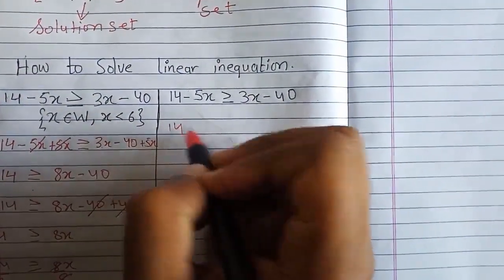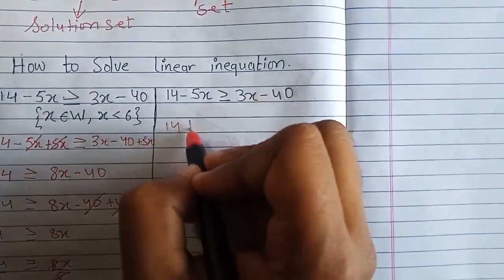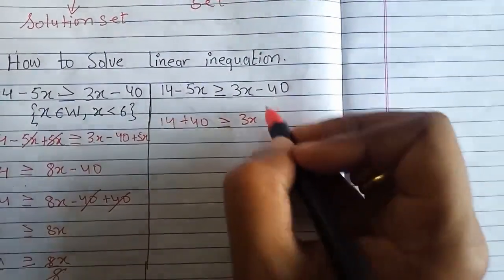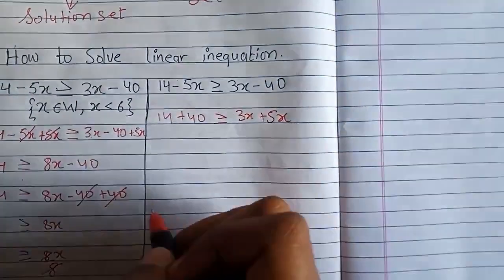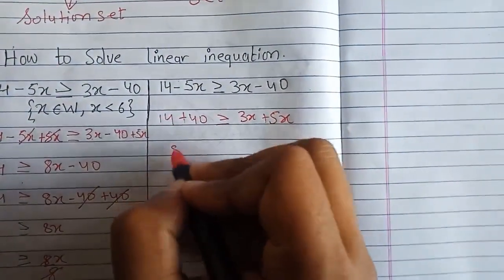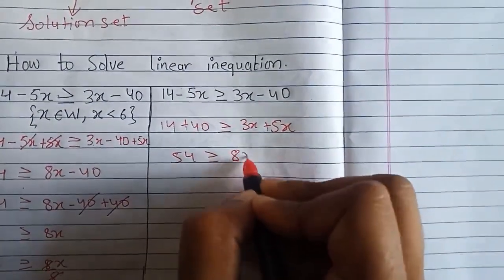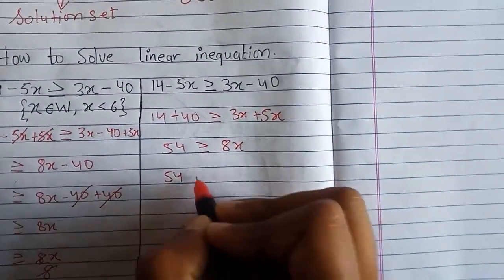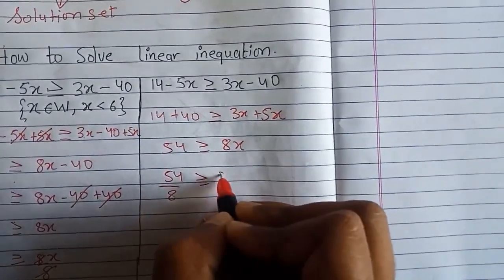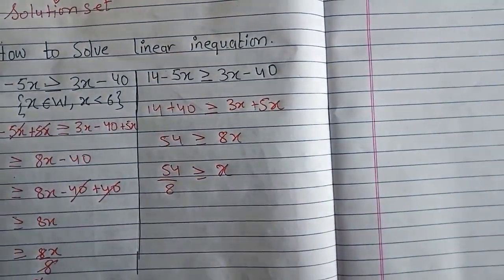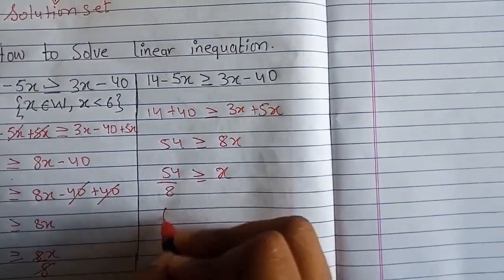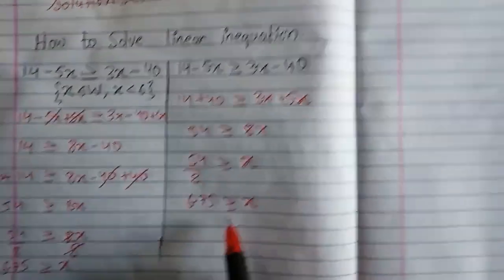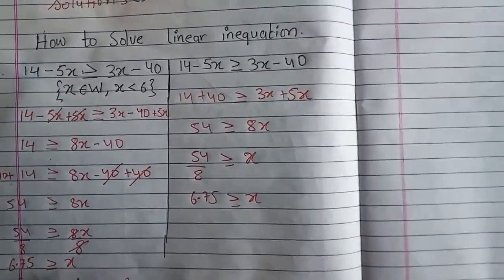So 14, and minus 40 is going to go on that side and become plus 40. The same sign is going to come. 3x, and minus 5x is going to come on this side and become plus 5x. It's going to become 54 and this is going to be 8x. Now 8x is getting multiplied over here, so it's going to go on the other side, and 54 is going to get divided, and only x is going to be left over here. If I divide 54 by 8, I'm going to get 6.75 as my answer. So it's the same answer that I got earlier in this step as well.